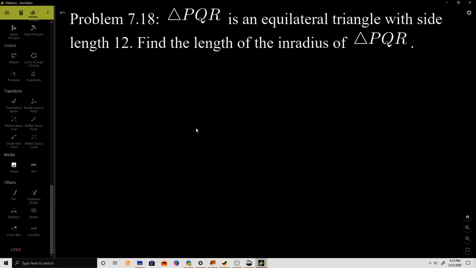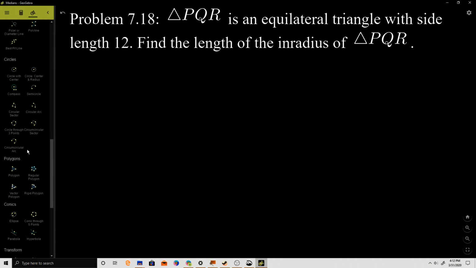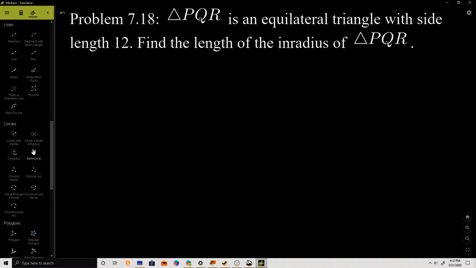So, problem 7.18. Triangle PQR is an equilateral triangle with a side length of 12. Find the length of the inradius of triangle PQR. So, let's make our equilateral triangle.